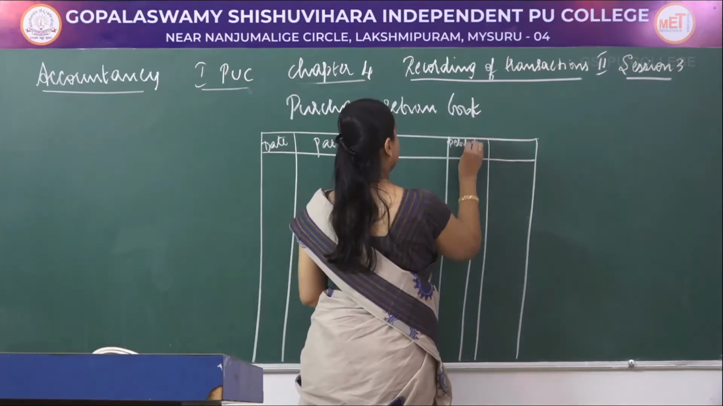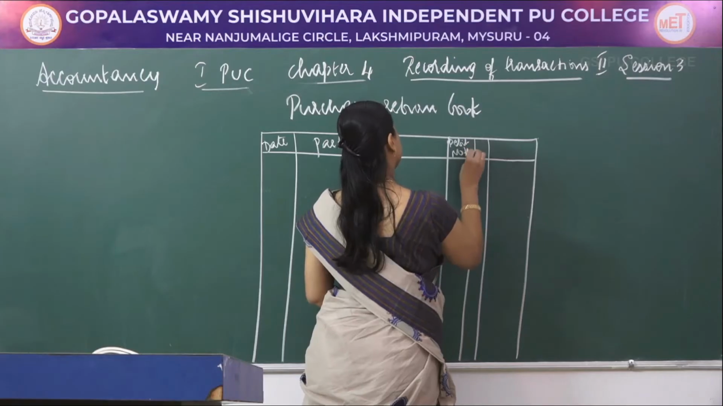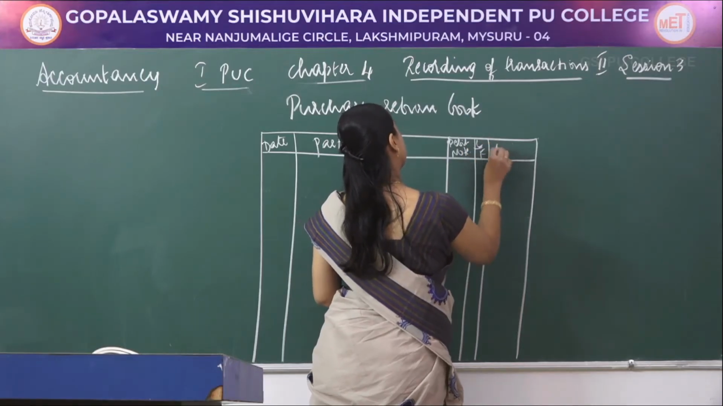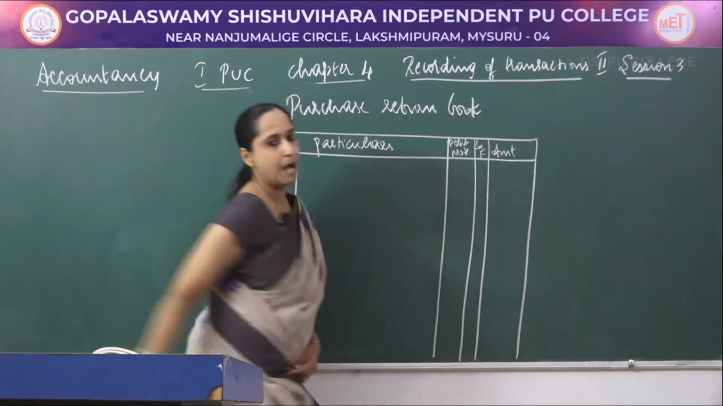Here we write debit note number, this is ledger folio and this is amount.